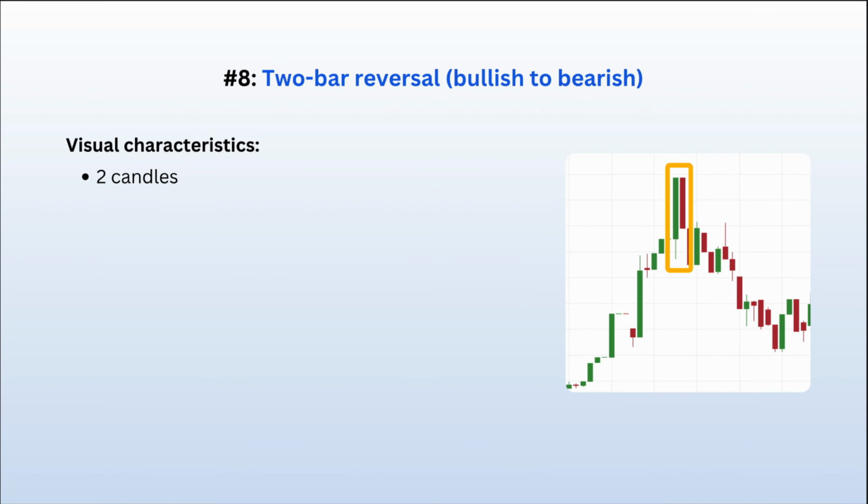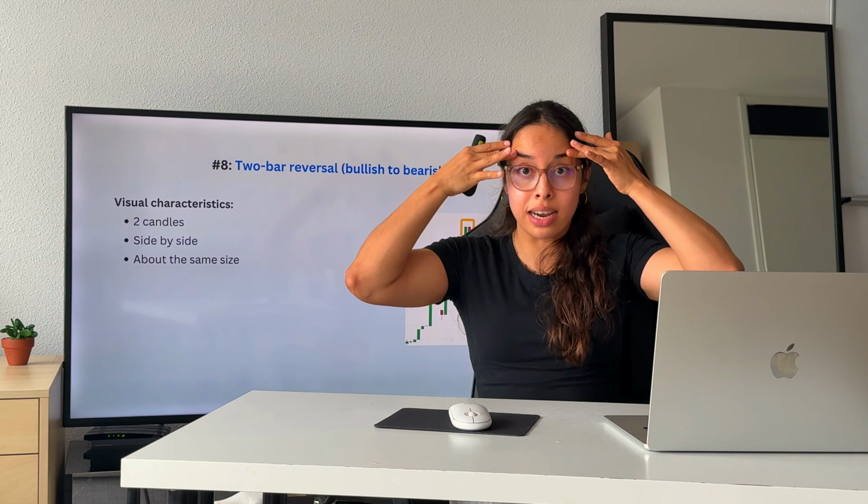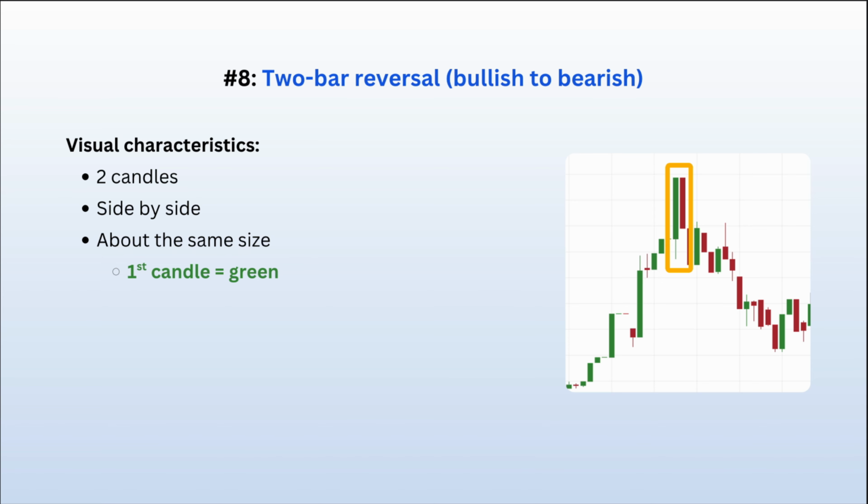You're going to see 2 candlesticks next to each other. So they're going to be side by side. They're going to be about the same size. It doesn't have to be exactly identical. They don't have to be identical twins. They're like a girl's eyebrows. They're cousins, not twins. Where the first candlestick is green and the second candlestick is red.